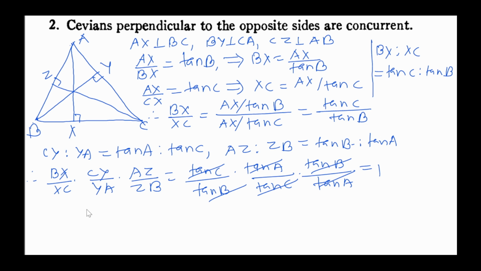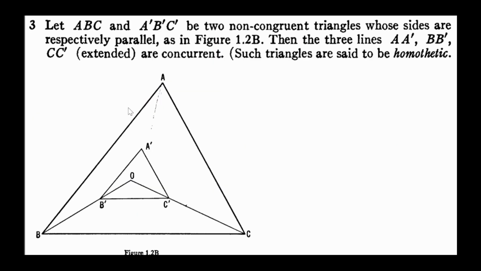That is, the altitudes of any triangle are concurrent because they satisfy the condition of concurrency. Hence the result. Now we will solve problem number 3 from section 1.2.